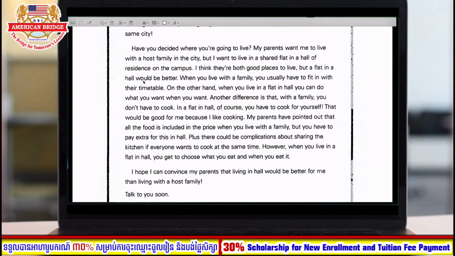So this paragraph mainly tries to contrast the difference between living with a host family and living in a shared flat. So these are the two main points. They try to find the differences between these two places. So it is the contrast paragraph.